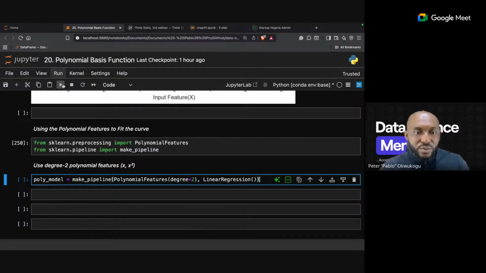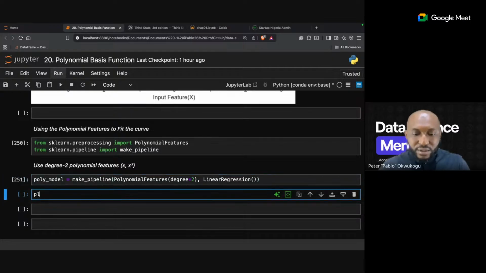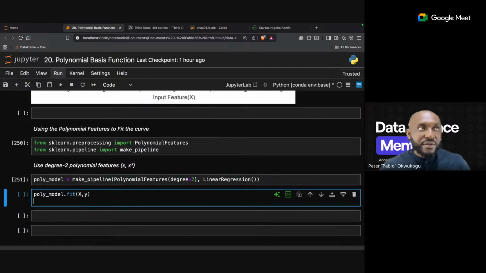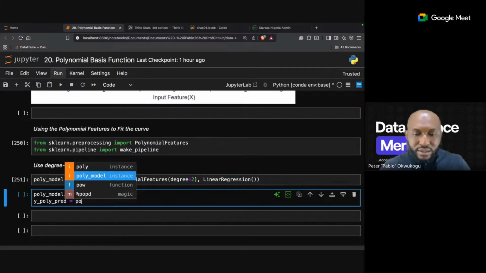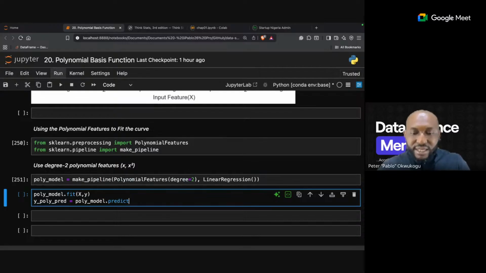Now with this, we just use poly_model.fit, so we can say x, comma, y. Then we can say y_poly_predict. Right in here, we say poly_model.predict. Again, I'm going to say it: this isn't best practice. This is just for teaching.